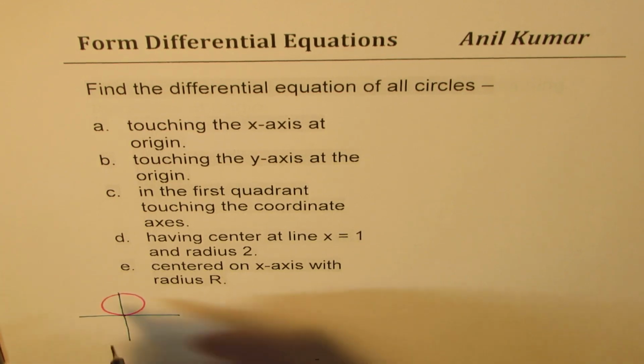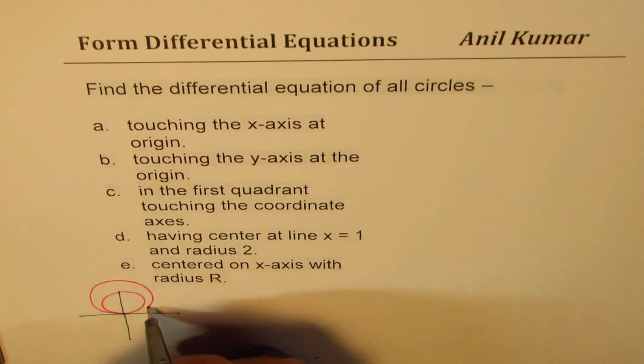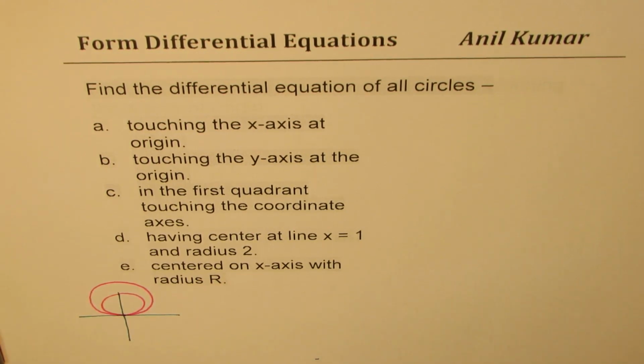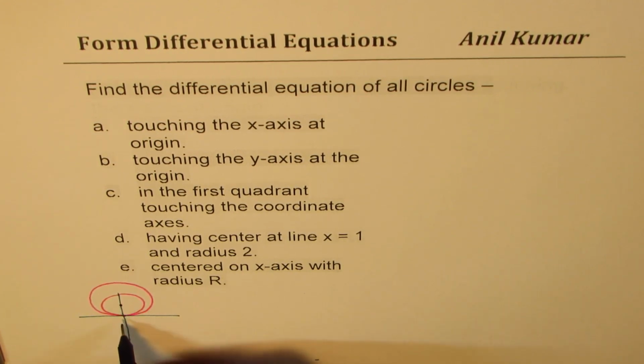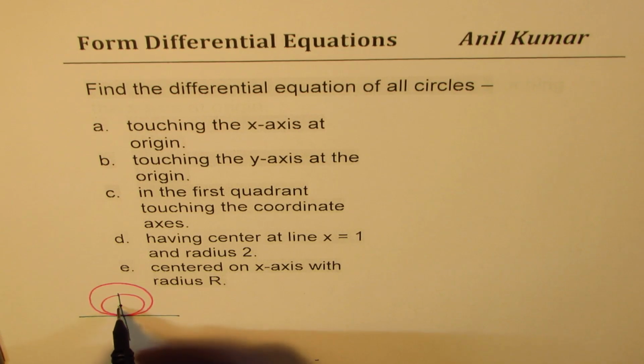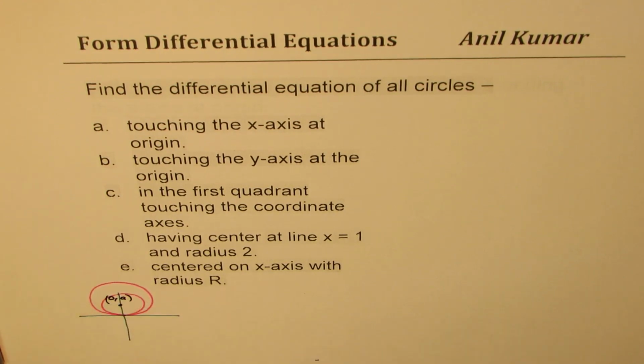We could make another circle which could be kind of like this, right? So this is also a circle touching the x-axis at the origin. Now what you see here is that if we consider the center of the circle, then radius and the center y value is same, correct? So in this particular case, the center could be taken as 0 for x value and a for y value.